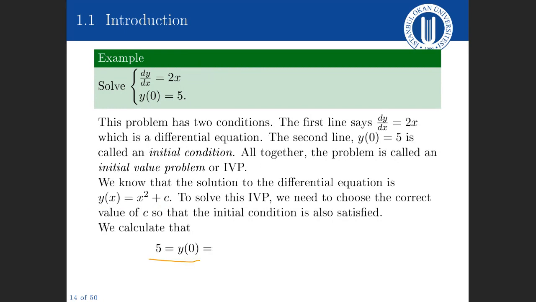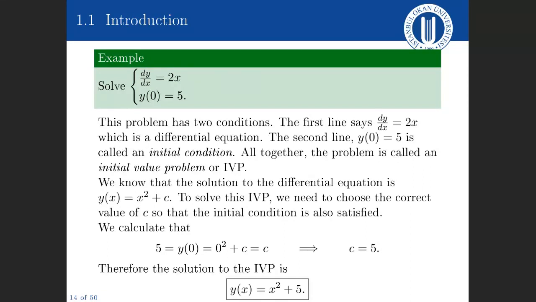So what we do is we start with what we want, but just write it in the opposite order. 5 is equal to y of 0, which is 0 squared plus c, or c, and then straight away we can see we must have c is equal to 5. Therefore, the solution to the initial value problem is y is equal to x squared plus 5.